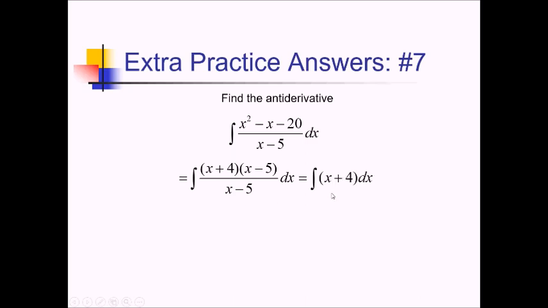And then just using the reverse power rule, we're going to bump this exponent up to 2, divide by 2, so that's 1/2 x squared, plus reverse power rule here. This is just going to be plus 4x plus c.